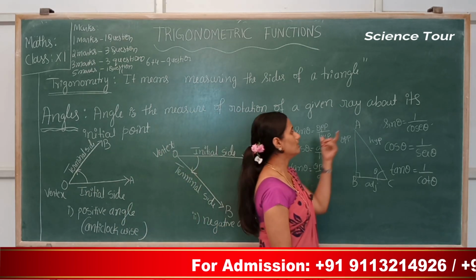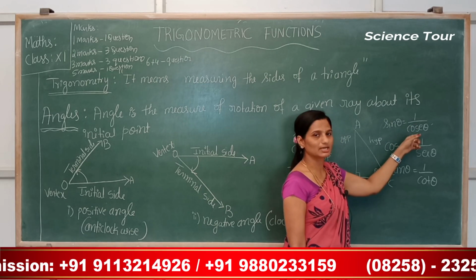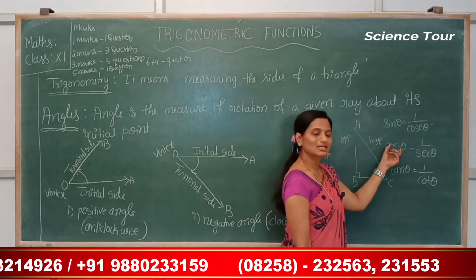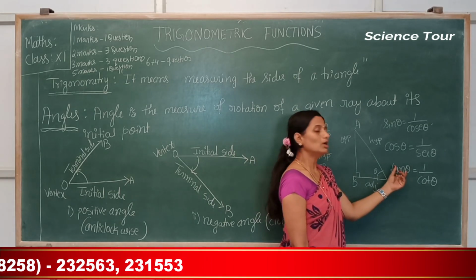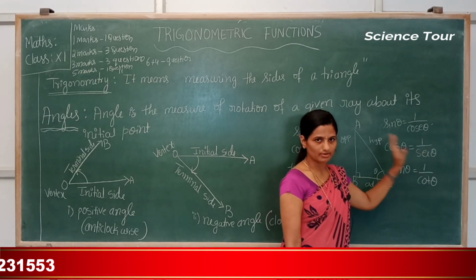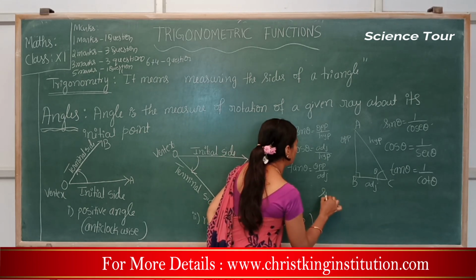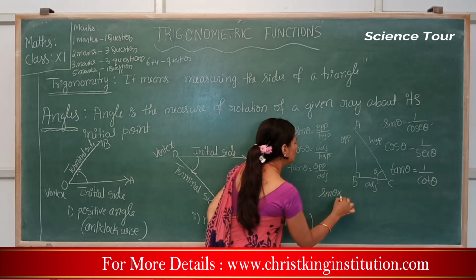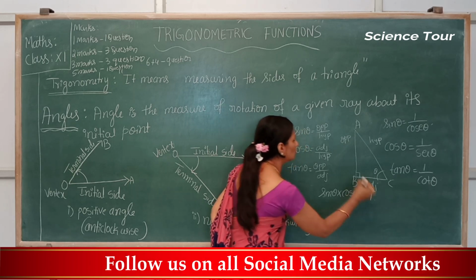Similarly, cosecant theta can be written as 1 divided by sin theta. Secant theta can be written as 1 divided by cos theta. Cot theta can be written as 1 divided by tan theta. And one more formula: sin theta into cosecant theta is always equal to 1.